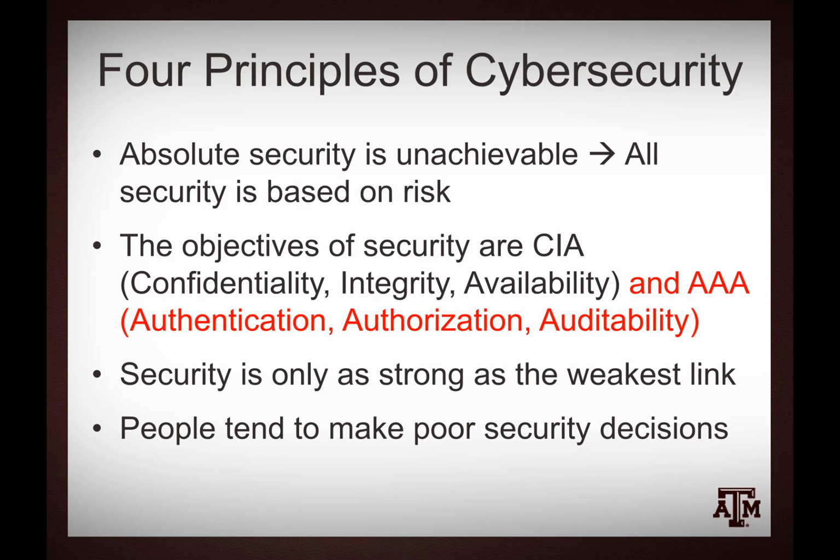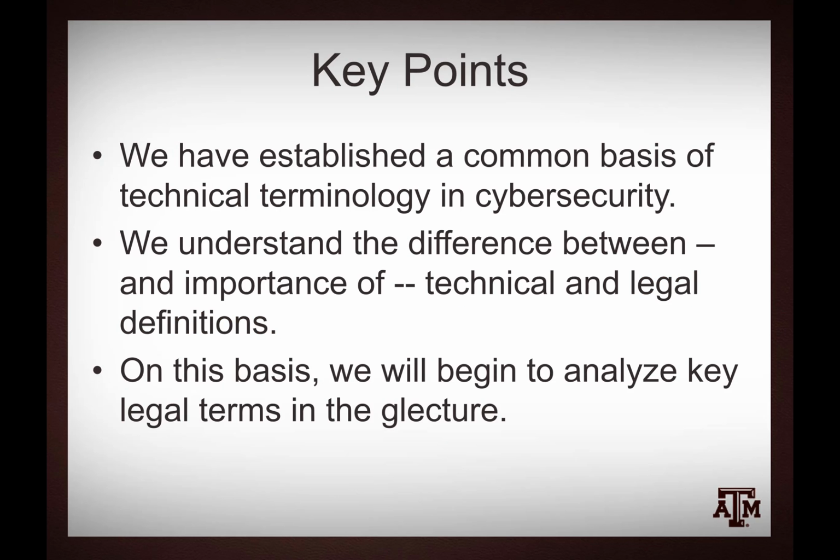So let's talk about the four principles of cybersecurity. First of all, security is based on risk, so absolute security is unachievable. And we take this into account when we talk about, in tort, negligence versus gross negligence. We'll get to that. The objectives of security are our old friend CIA, plus authentication, authorization, auditability. As you read Chapter 1, the key lessons and the guidelines and recommendations from the FTC, be looking for these words. Security is only as strong as the weakest link, and unfortunately, it relies on people.